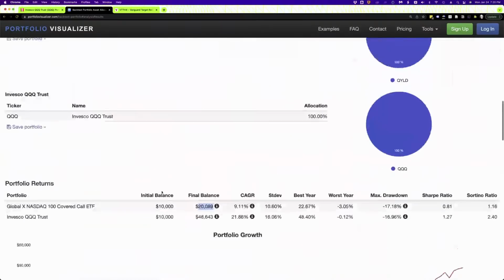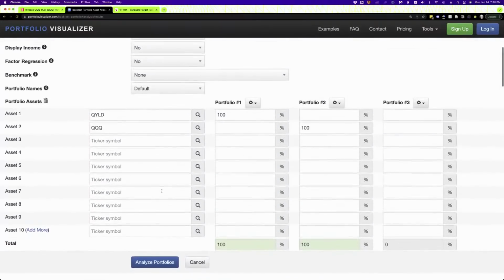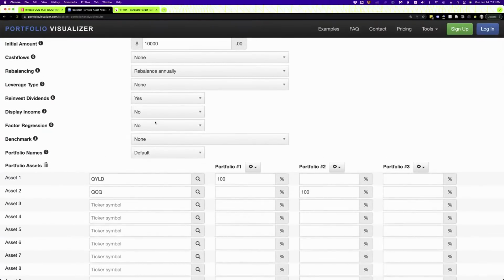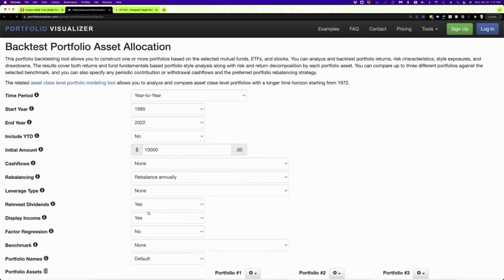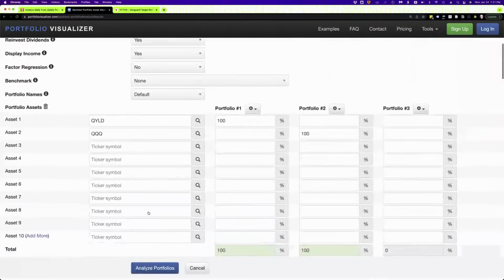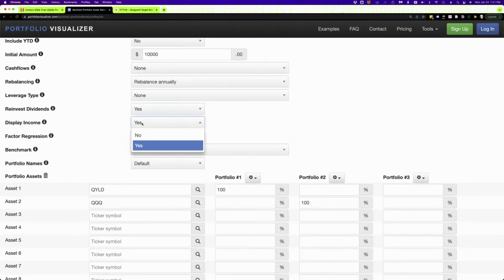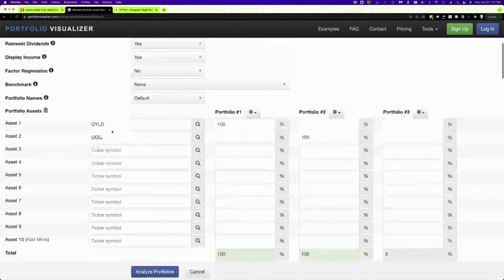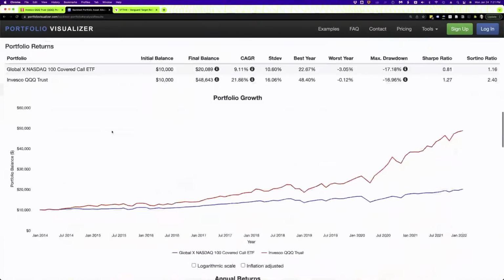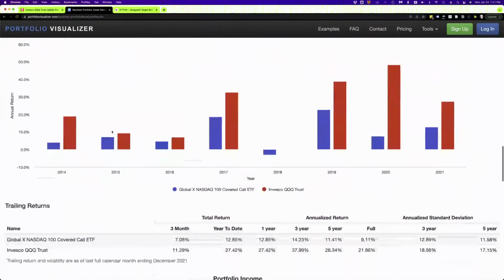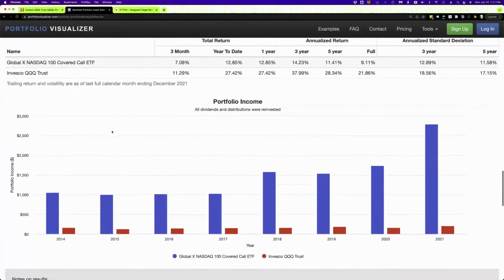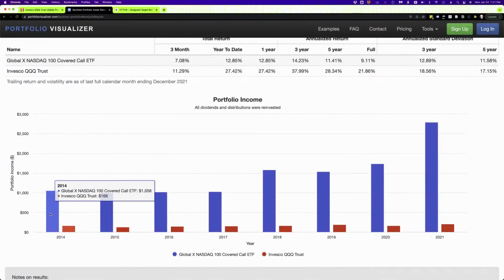This is sort of everything. But we can ask Portfolio Visualizer, if we're really nice and kind, to display the income, right? So if we analyze that again, I'm just checking this, yes, display income. Here are our returns right down here. We just looked at that. Look at the income. The covered calls are generating tons of income, far more than the QQQ.